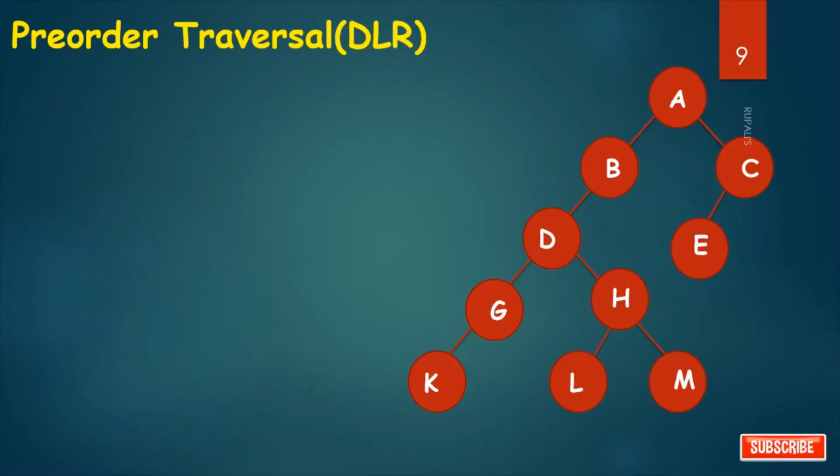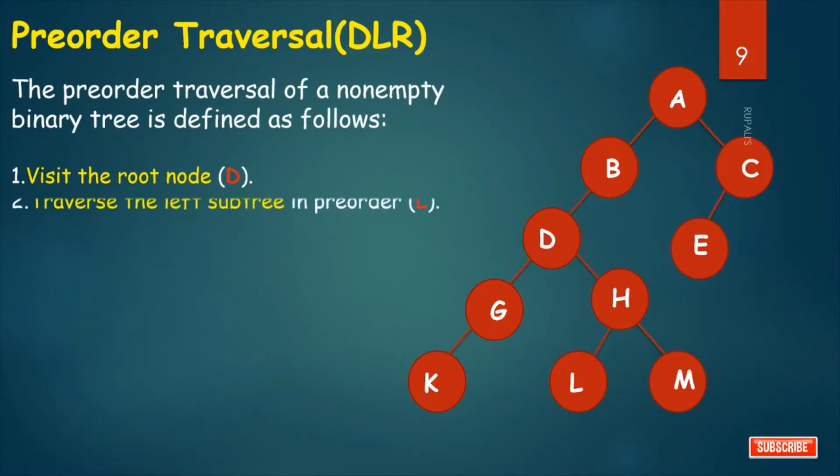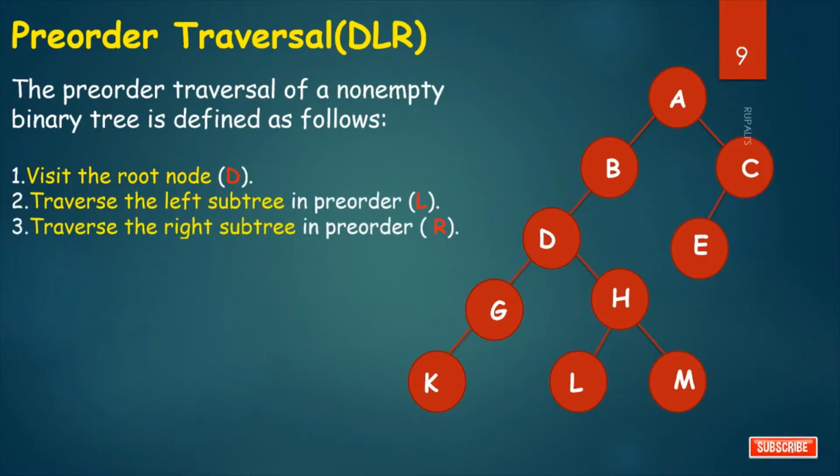Now we will learn pre-order traversal, that is TLR. See the position of T. It is in the first position, so it is pre-order traversal. The pre-order traversal of a non-empty binary tree is defined as follows. First, visit the root node. Second, traverse the left subtree in pre-order traversal. Then traverse the right subtree in pre-order traversal.